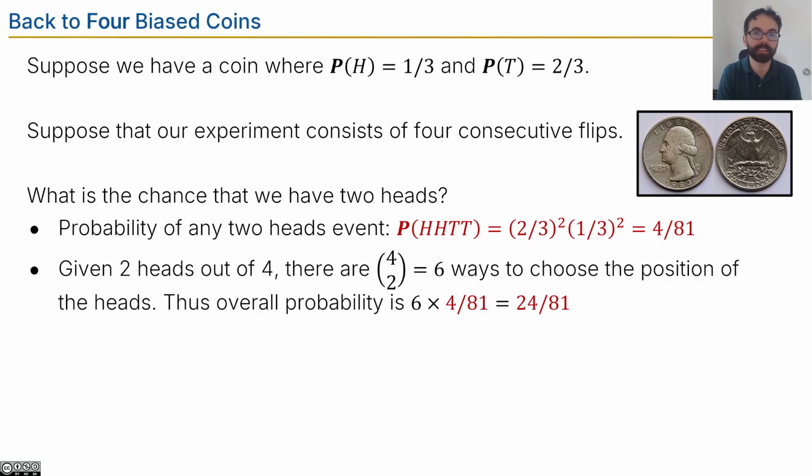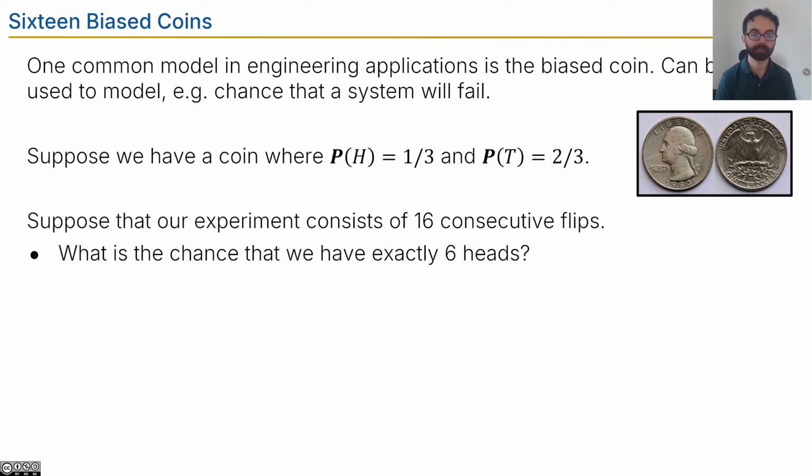Well, that's basically saying if we know that there's 2 heads out of 4, then there's 4 choose 2 ways to pick the position of those heads. Right? This is similar to our counting lecture before. So 4 choose 2 is just 6. So the overall probability is going to be 6 times 4/81 or 24/81. Okay. So that approach is going to work much better when we're doing 16 biased coins.